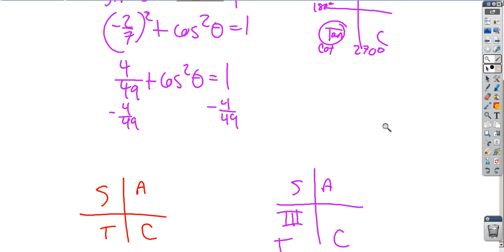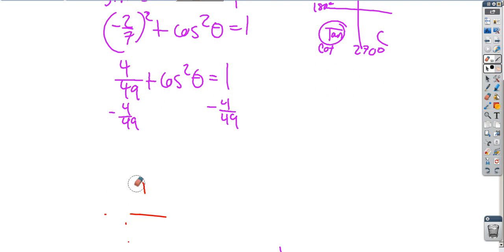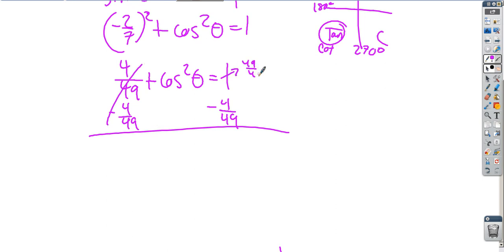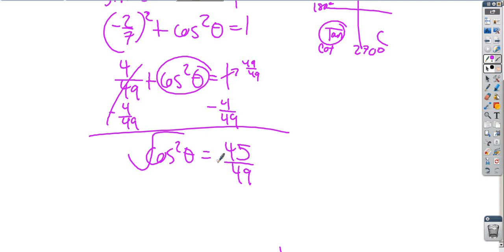So 49 over 49, that's what this is, minus 4 over 49, that would be 45 over 49, and that's equal to cos squared. And we want to solve this by square rooting both sides and putting a plus or minus in front.